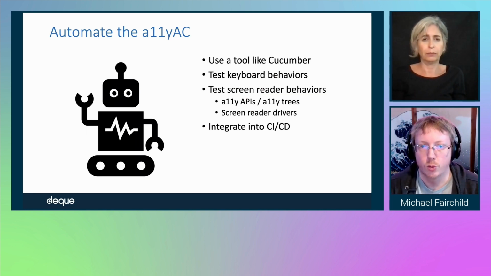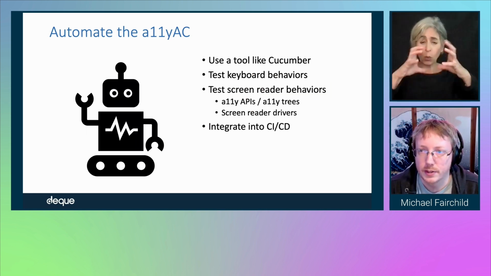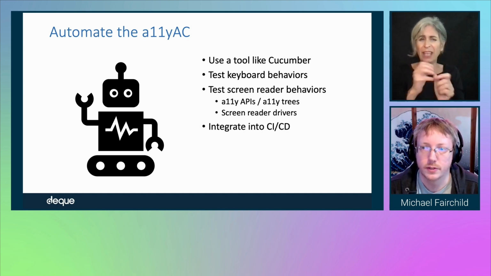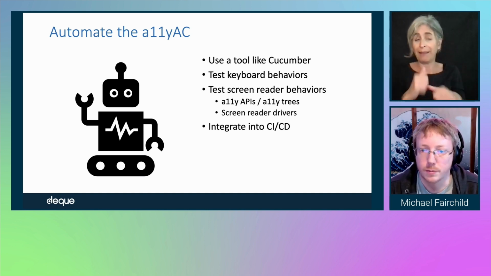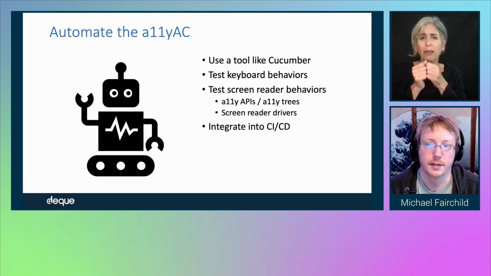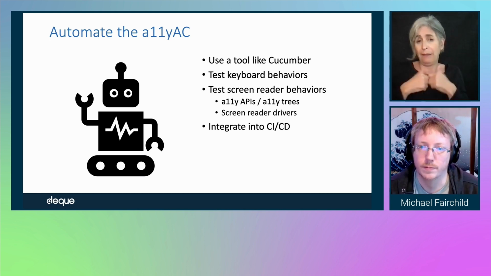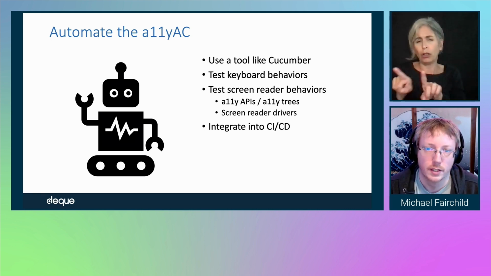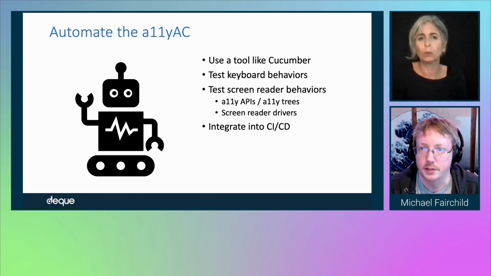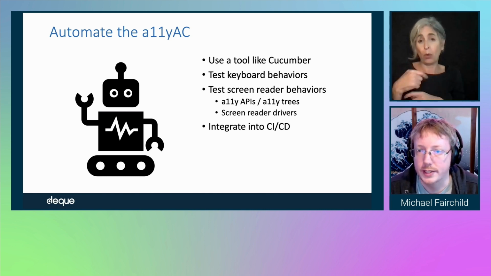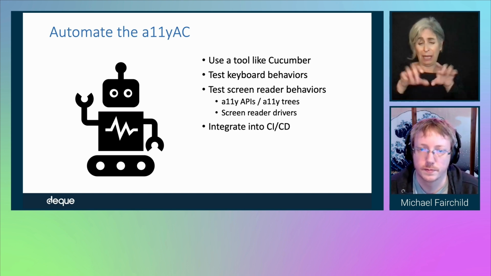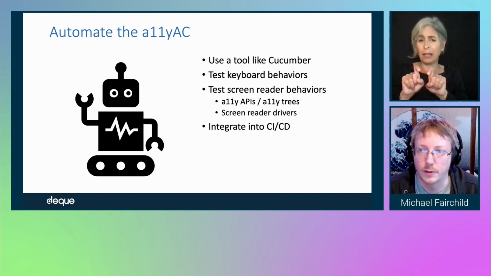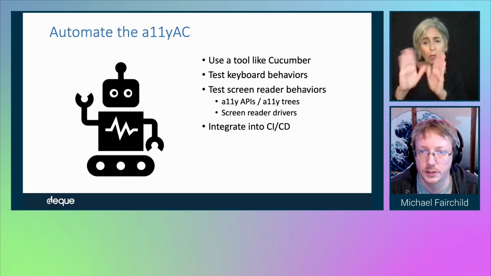So in an ideal world, we'd be able to automate all of these accessibility AC, and we could script them with Cucumber, and they could live in your test suite in much the same way that all the other acceptance criteria could be scripted. But we can't do that for all of these yet. We could test a lot of the keyboard behaviors.